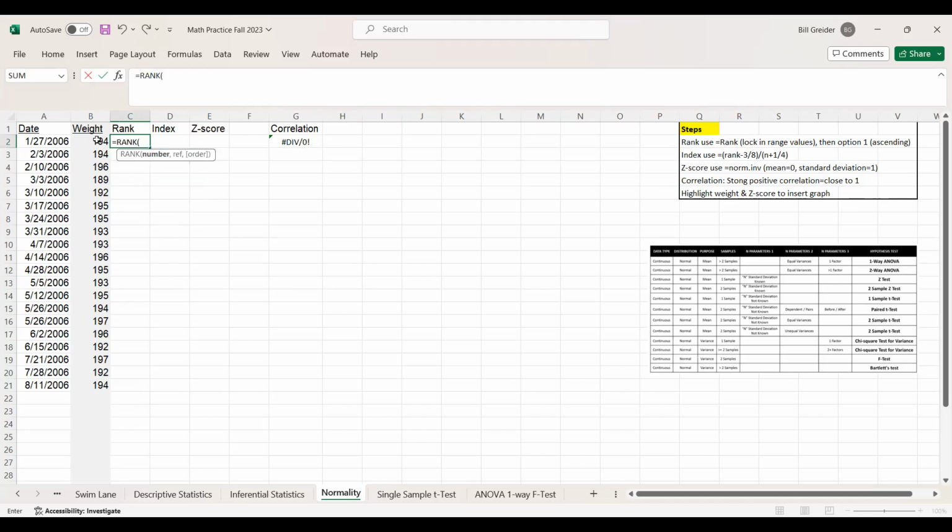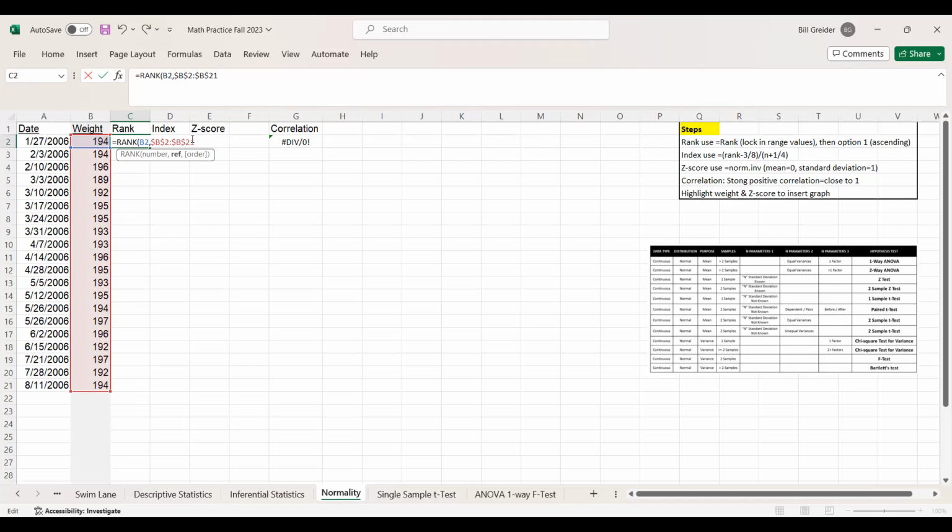It's going to ask me for a number, and then a comma, and that's asking me for a reference. The reference is all of the data that I want to rank. And I got to kind of lock that in using dollar signs before and after each. And again, you guys will have the video, so you can go step by step.